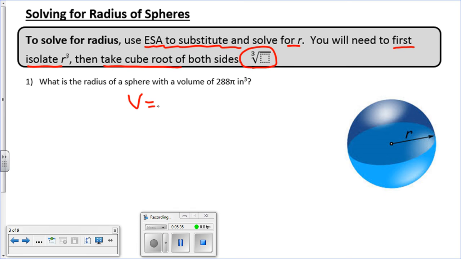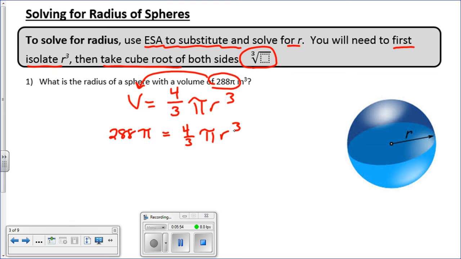So I'm going to write down my formula for those of you who forgot. Volume is equal to 4/3 pi r cubed. Now I'm going to take this volume and put it in place of the v. So that's 288 pi is equal to 4/3 pi r cubed. Now there's a couple ways you can do this. What I do is, since I see the pi on both sides, I like to just get rid of that right away. If you have the pi on both sides, just get rid of it. So now I have 288 is equal to 4/3 r cubed.